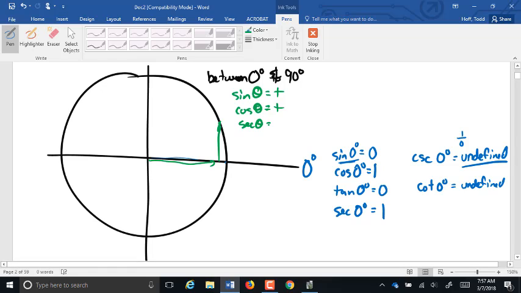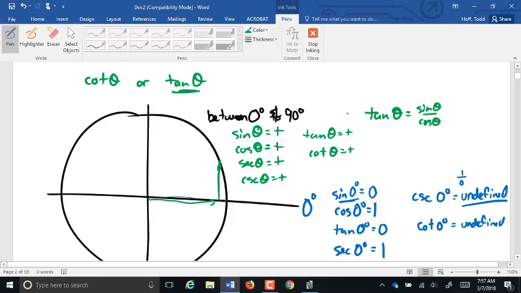Secant has to be positive because that's 1 over cosine. Cosecant is positive because that's 1 over sine. Tangent can actually be calculated as doing sine over cosine, which we'll look at in a little bit. So tangent has to be positive. And cotangent has to be positive.